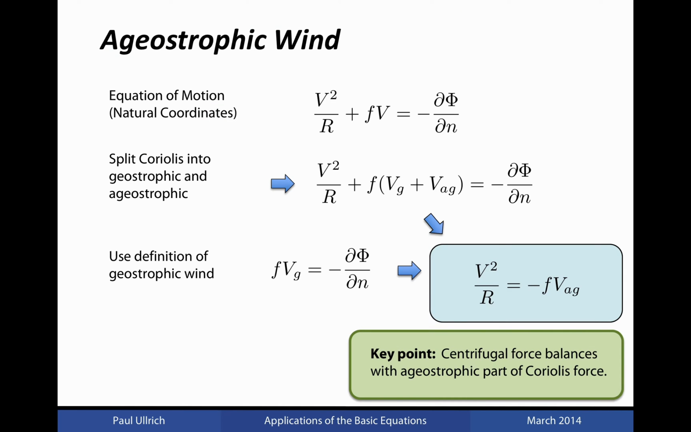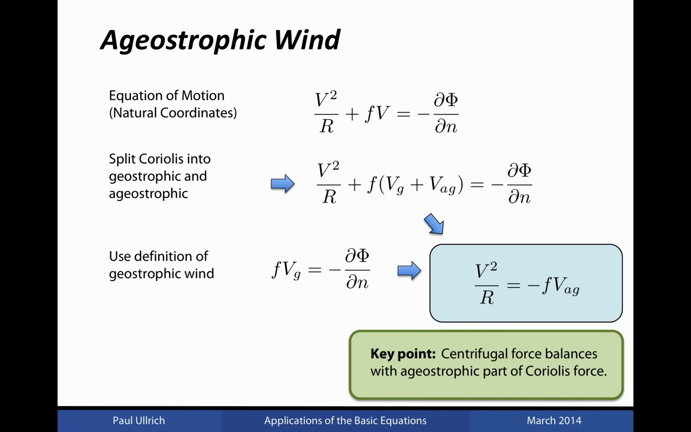Let's look at this in terms of the ageostrophic wind. So the equation of motion that we had from the previous slide is our same three-term equation of motion in natural coordinates. We can split this into a geostrophic and ageostrophic flow, where the ageostrophic flow is defined as the difference between the real wind velocity, capital V, and the geostrophic wind velocity, Vg, that arises from the Coriolis pressure gradient force balance. Substituting in V equals Vg plus Vag then gives rise to the second line in this derivation.